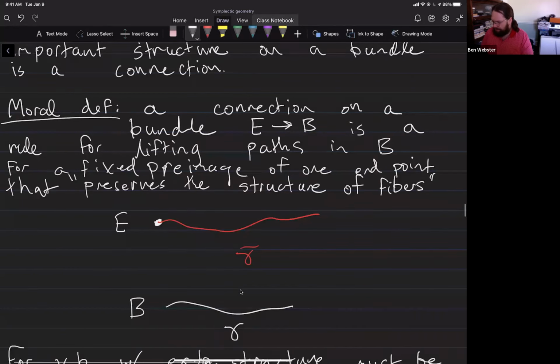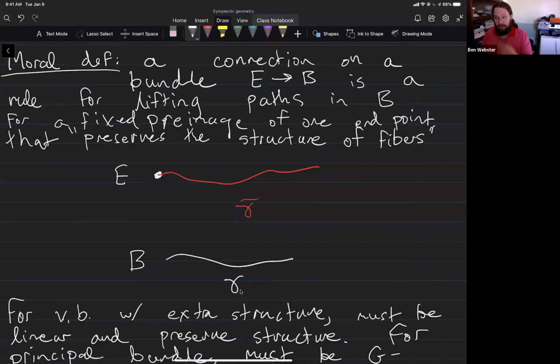So what is a connection? A connection in a bundle, in particular a principal bundle, but it could be some other kind of bundle, is a rule for lifting paths down in the base up to the total space, having fixed a pre-image of one of the endpoints. So the picture to have in mind here is I have a path down in my base. I pick an element of the fiber over one of the endpoints, and the connection tells me a way, consistently, of lifting that path up into a path in the total space.